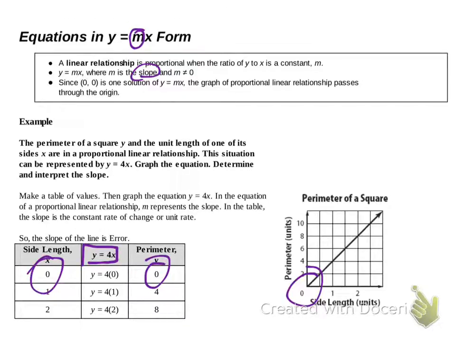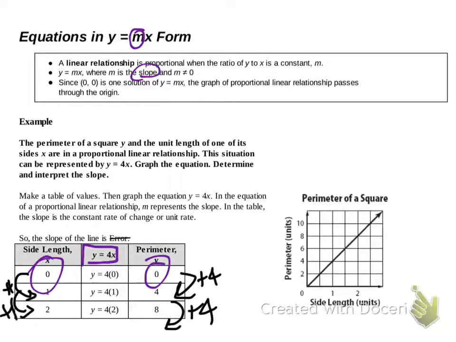You can also tell by the equation, y equals 4x. There's no plus or minus. It's proportional. And then as it increases by 4 every time, this is 4. So then you're finding the constant rate of change, which is 4. So the slope, or 4 divided by 1. So the slope of the line is 4.